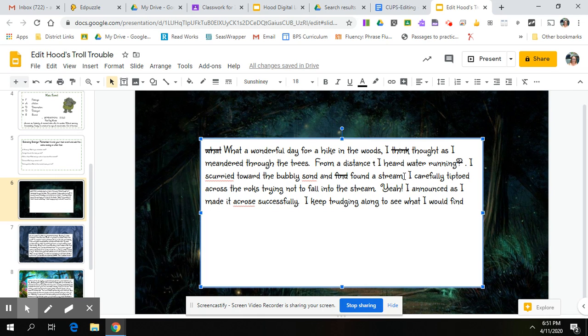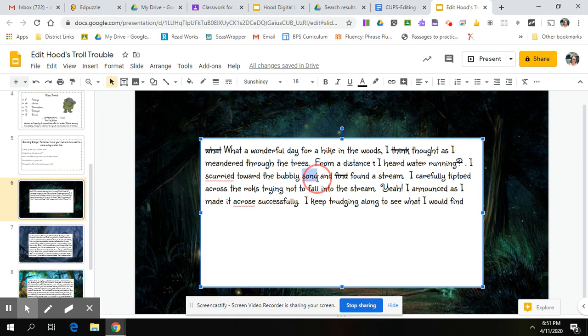Found a stream. They did. Okay, and what did they do? Scurried toward the bubbly sound and found a stream. They told me who the sentence was about and they told me what they did. So right here, there's nothing to strike through, but we should have added a period there because that was the end of a sentence.